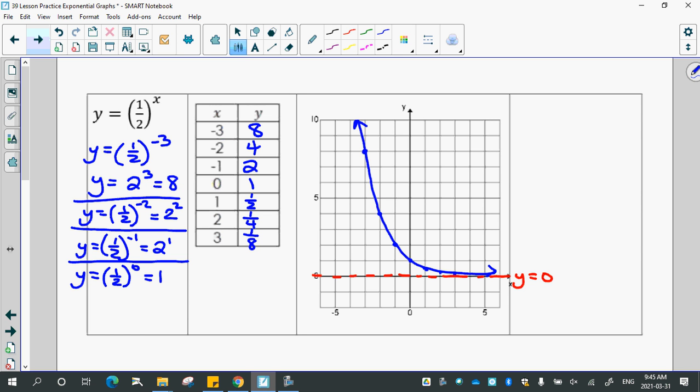So this was not called an exponential growth curve. Anyone know what it's called? Exponential decay. Yeah, exponential decay. So we start off high, and then we get lower and lower and lower as we move from left to right. So this one shows exponential decay. Our domain and range are still the same though. We still have all real numbers for our domain. And our range is all real numbers as long as they're strictly greater than 0.